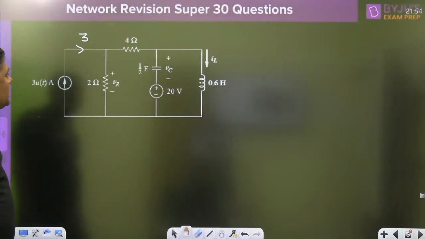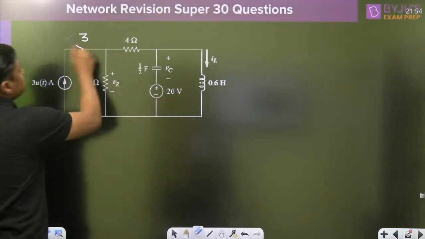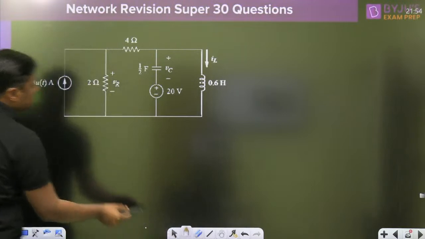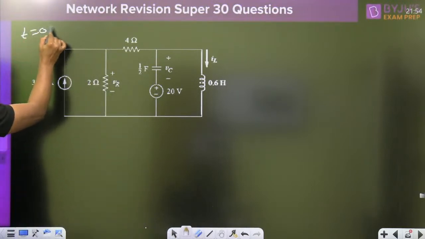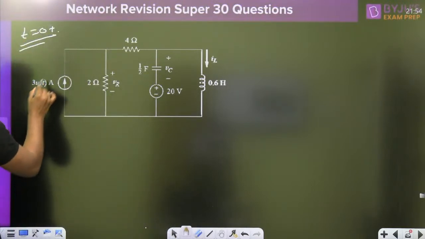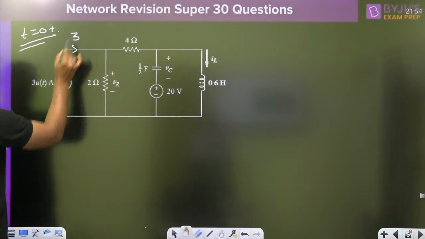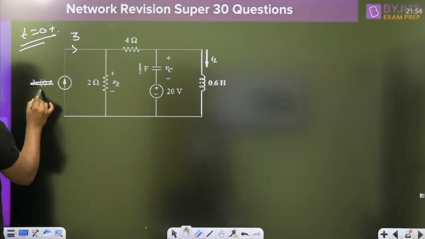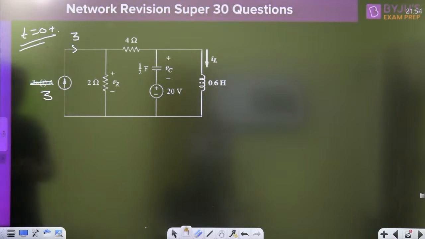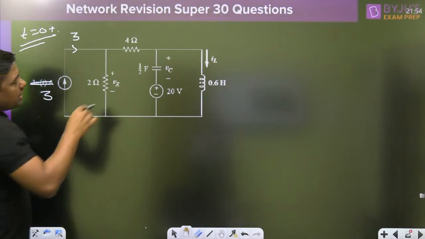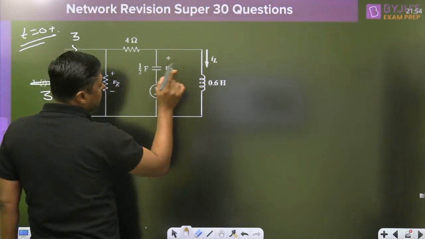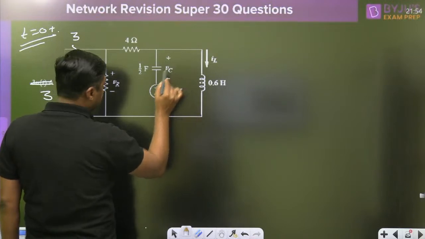Now, exactly at t equal to 0 plus, this is the diagram. This current is what? For 0 plus it is 3 ampere. Now what is the initial voltage across the capacitor? Remember this. VC 0 plus is minus 20 volt.